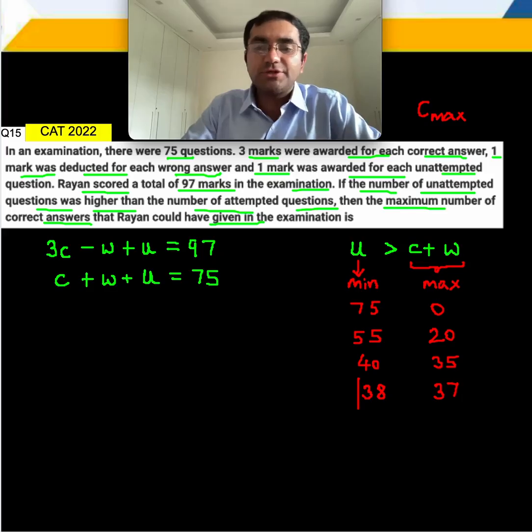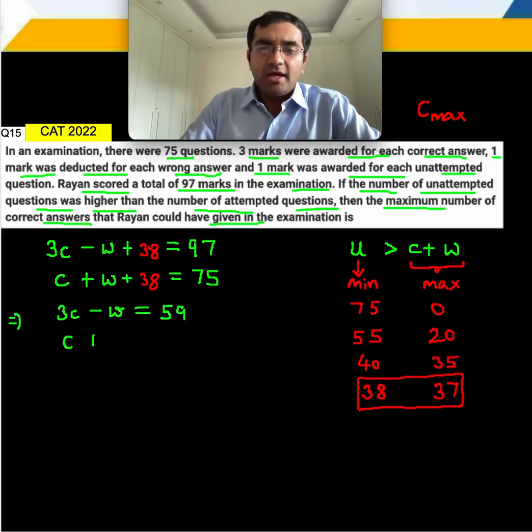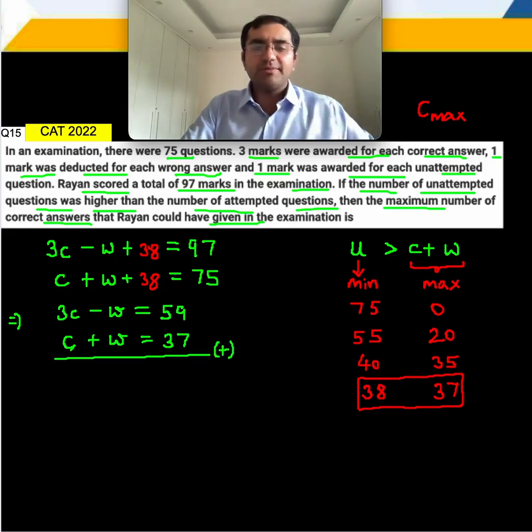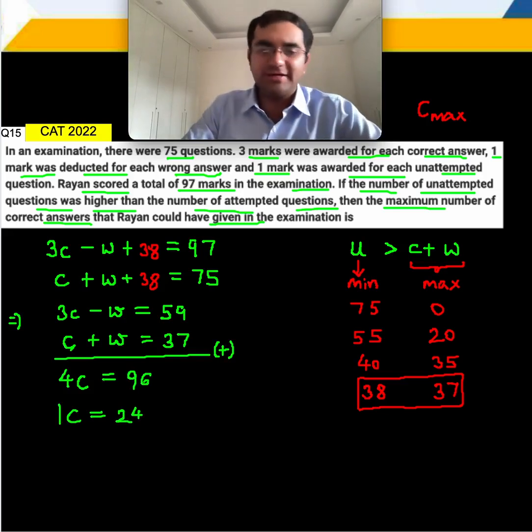So let us substitute U equal to 38. U को 38 रख देते हैं. Let's rewrite my equations. C plus W is 75 minus 38, that's 37. Add the equations, आपका W cancel हो जाएगा. 4C is equal to 96. C turns out to be 24.